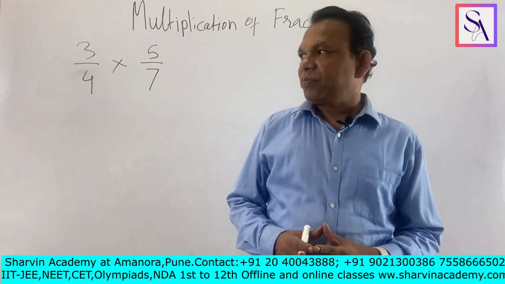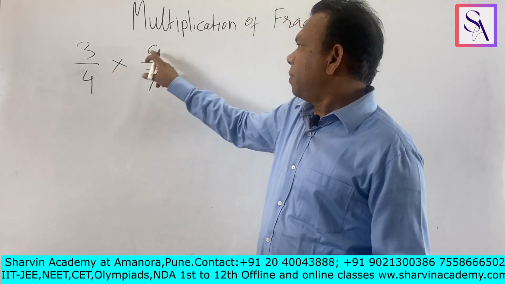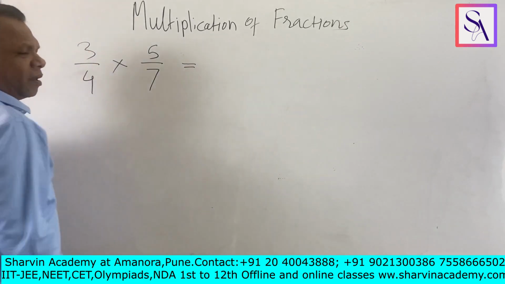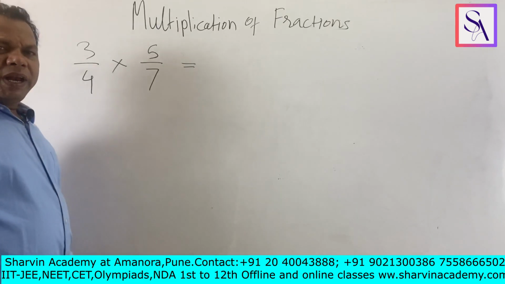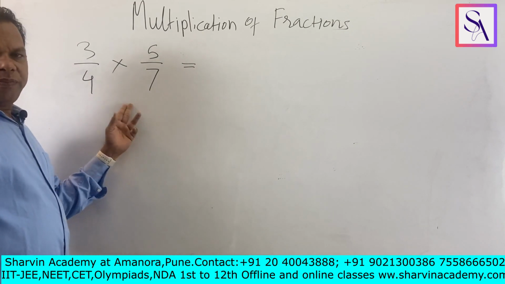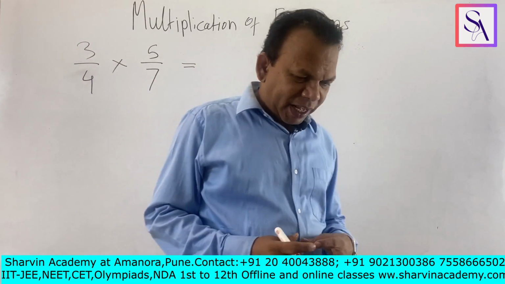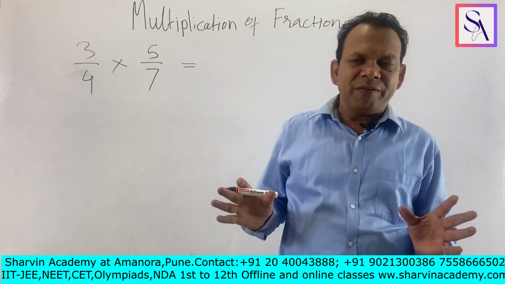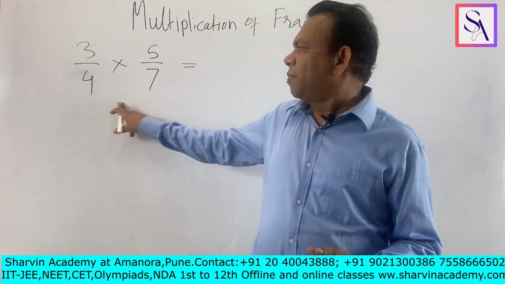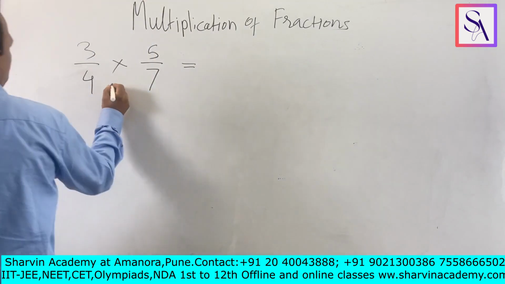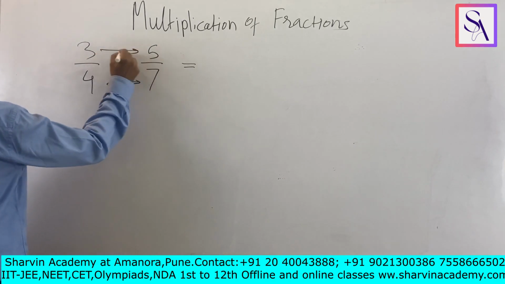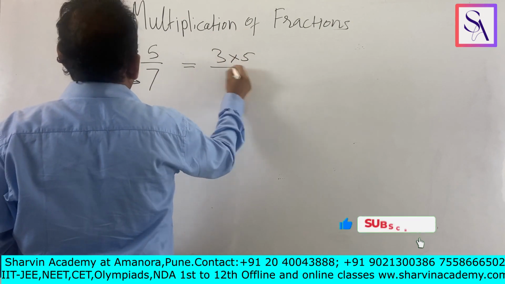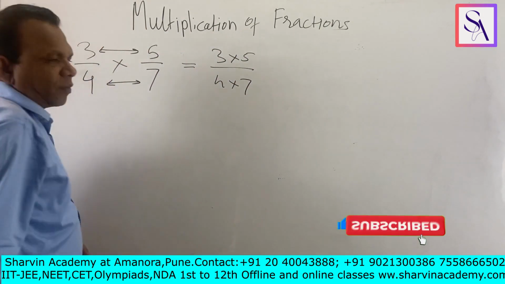Multiplication of fractions. So we'll take the example 3 by 4 multiplied by 5 by 7. It is very simple. In multiplication, no need to make your denominators the same. Making the denominator the same is only in addition and subtraction, not in multiplication, not in division. So in multiplication, directly multiply each other. So 3 into 5 and 4 into 7. Right?